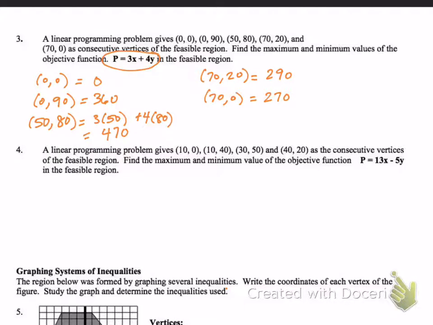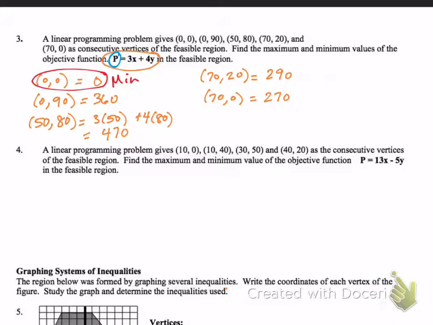So out of all of these, the vertice that's going to minimize my function would be 0, 0. So that's my min. And then the ordered pair that maximizes, and since you see this P right here, that probably means profit. So I would assume that the problem's going to want to know, what's your max profit?